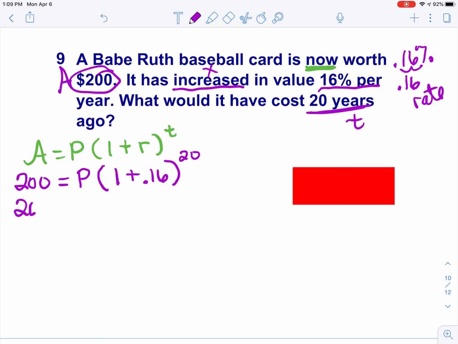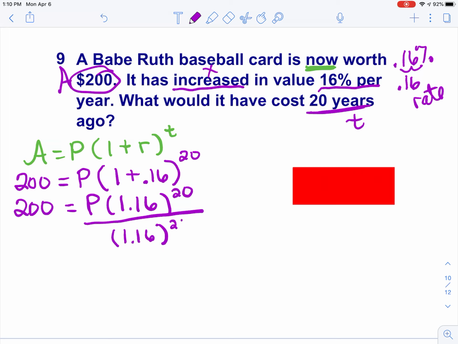Okay, so 200 equals P times 1.16 to the 20th. All right, we do not want to find that amount because we're going to have to do some rounding. We only want to round at the end of the problem. If we round continuously through the problem, we are farther off from the correct answer at the end. So if I want P by itself, I'm going to divide this side by 1.16 to the 20th. If I do it on the right, I must also do it on the left.